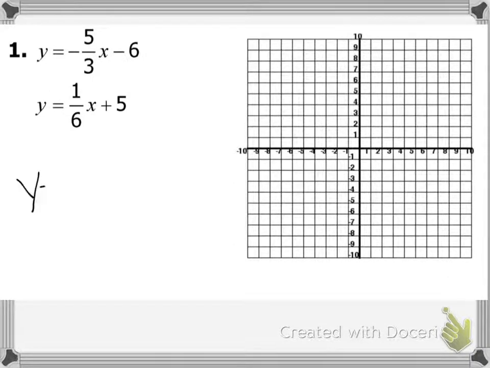So this is y equals negative 5/3 x minus 6. Our y-intercept we said was negative 6. So I put a point at negative 6 on my graph, on the y-axis. How do I get more points from there? Use my slope. Rise over run.